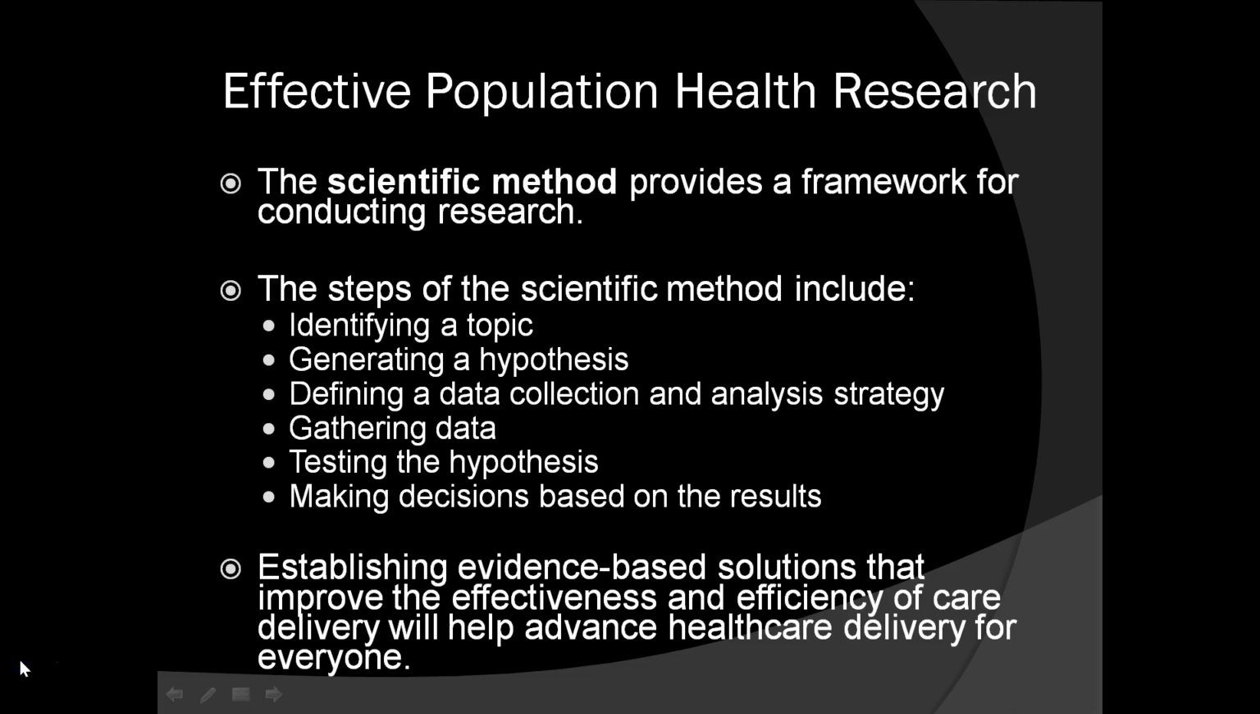The steps of the scientific method are identifying a topic, generating a hypothesis, defining a data collection and analysis strategy, gathering data, testing the hypothesis, and then also making decisions based on the results. Now, whether applied to primary or secondary research, the scientific method provides structure for a research project.